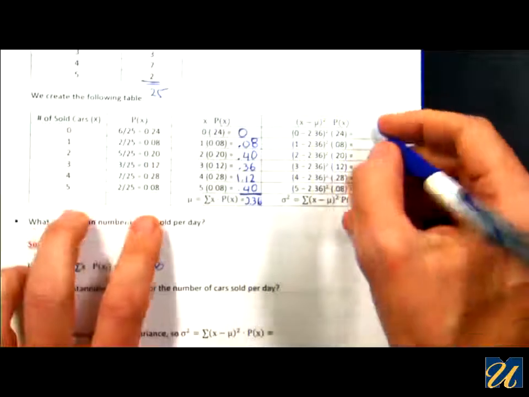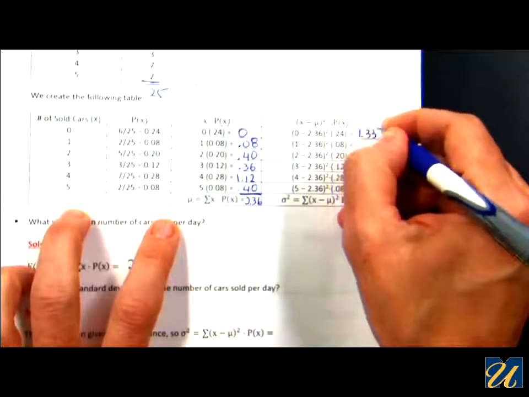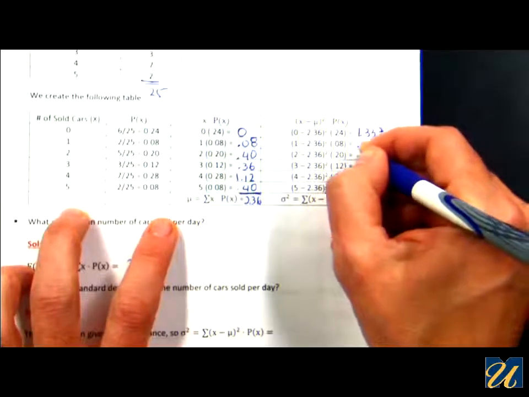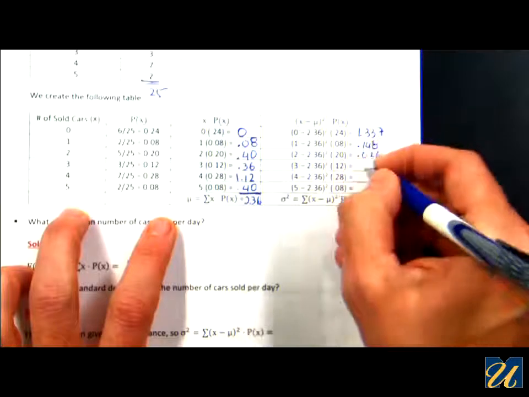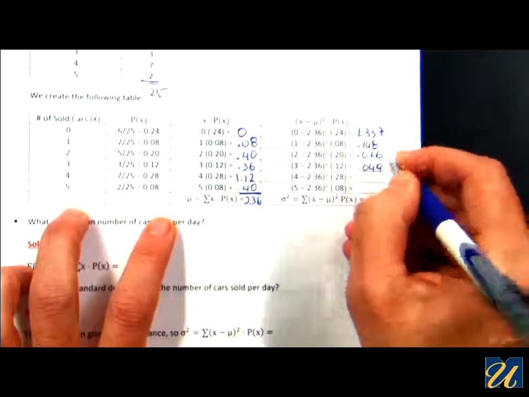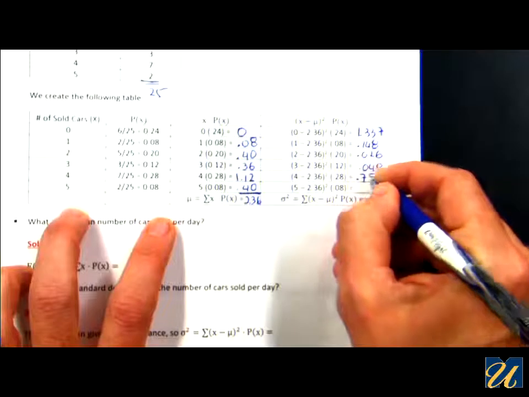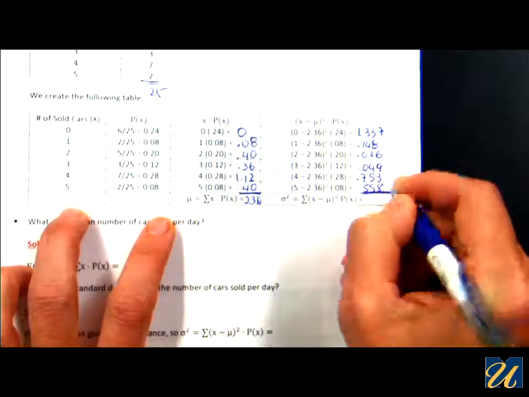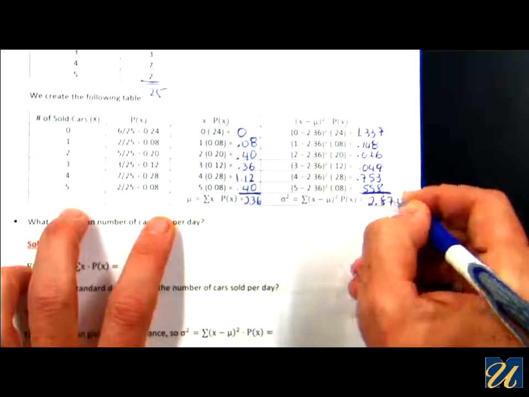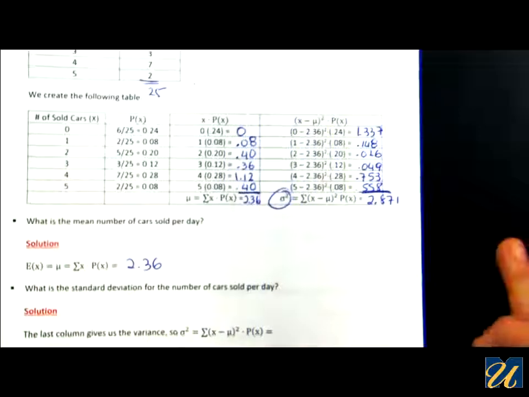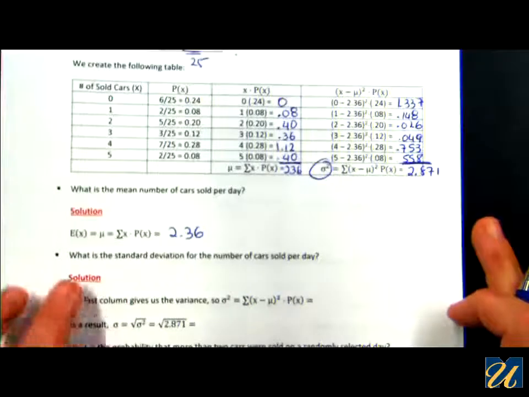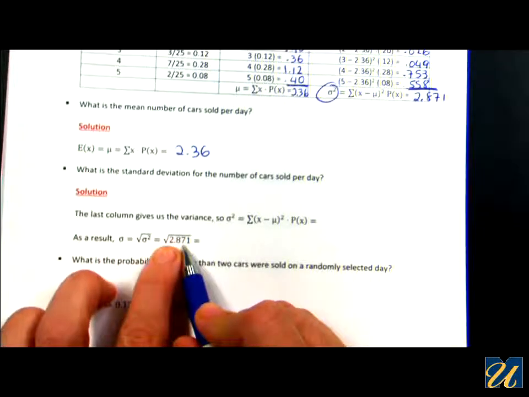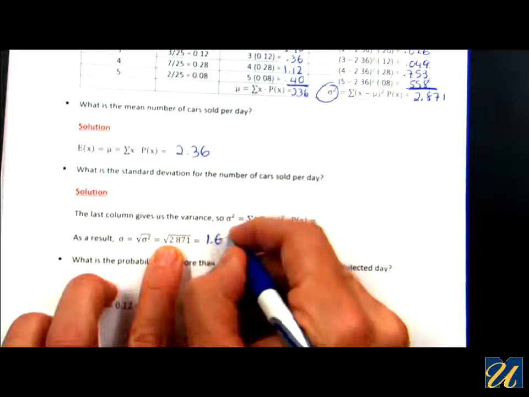So, this will be 1.337, 0.148, 0.026, 0.049, 0.753, 0.558, and then at the end 2.871. Keep in mind that this is your variance, not your standard deviation. Since I'm looking for the standard deviation, I take the square root of 2.871, and this will be 1.694.